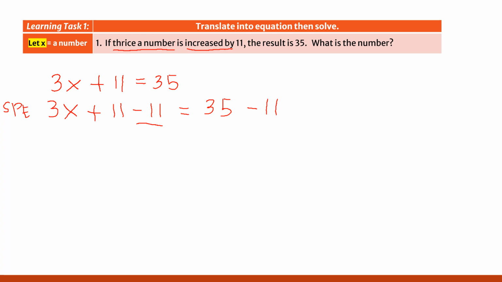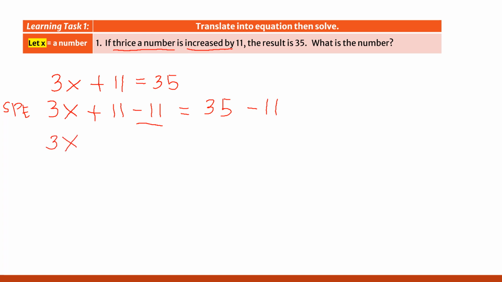Okay? So, ngayon, ipagpapatuloy natin, yung plus 11 minus 11, obviously, magiging siyang 0. Kasi 11 minus 11 is 0. So, what we have left ay ito na lang, 3x. Okay?